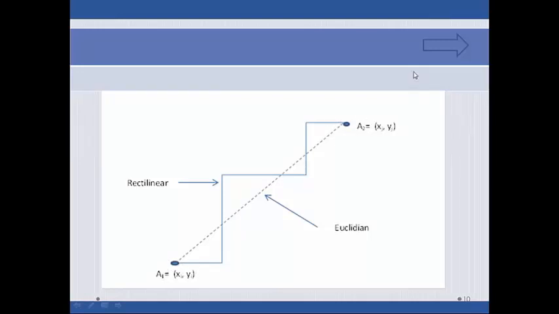If we are considering the direct distance between A1 to A2, means from this machine to this machine, then this diagonal distance will be called as Euclidean distance. But generally this is not possible in the industry. So because we cannot cross the machines or whatever may be in between, some parts may be there.